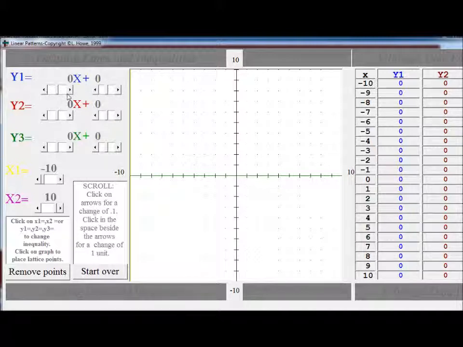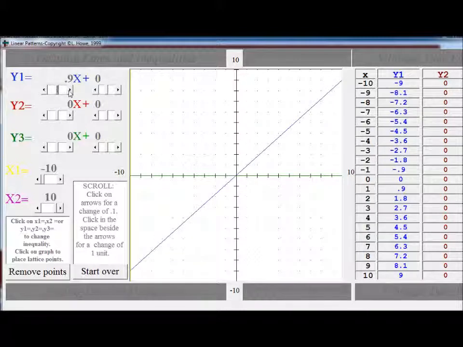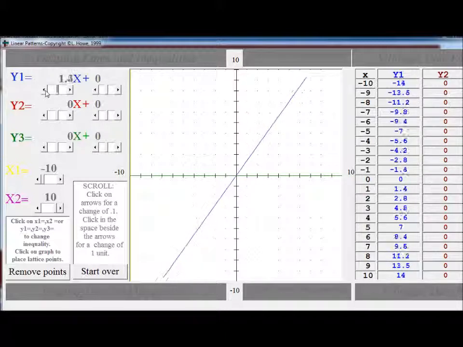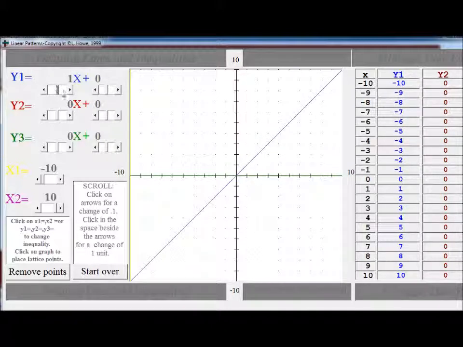I've set this up is that if you click on the arrow on this scroll bar, the value in front of the x, the coefficient of the x, will change by 1/10. And if you click in the white space, it will change by 1. So you have the ability to graph by tenths or by whole integer units.